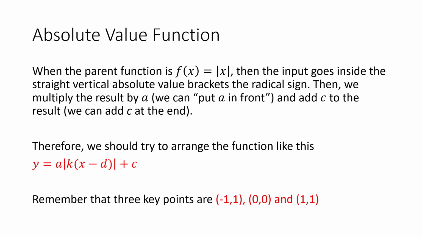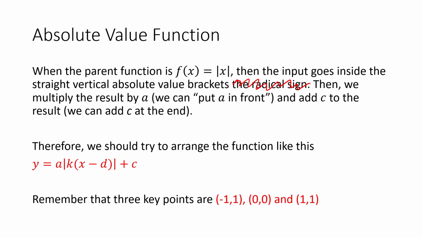What if we want to graph an absolute value function? Well, when the parent function is f of x equals absolute value of x, then the input goes inside the straight absolute value brackets. It says here the radical sign, but that shouldn't be there. The input goes inside the straight absolute value brackets. Then we multiply the result by a, in other words, put a in front, and add c to the result. So add c at the end.